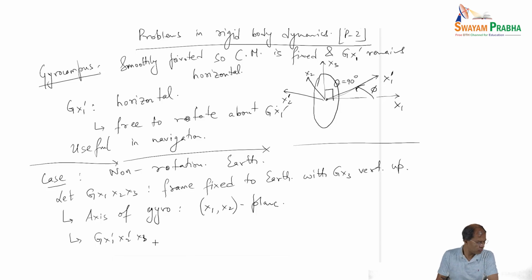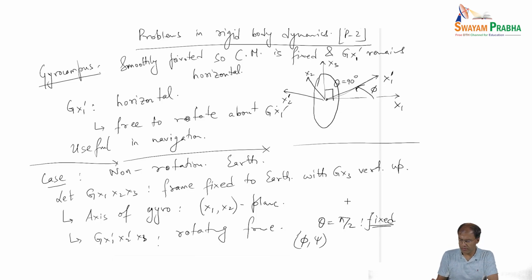So Gx1 prime, x2 prime, x3 is now the rotating frame, and along the axis of symmetry of the gyro, right? So then we also have that the Euler angle theta is pi by 2. This is fixed. So this is the special case of a spinning top. And then the only coordinates that we have to worry about are phi and psi. So the gyroscope, there is also a nutation of the gyroscope. Well, not nutation, but the other two Euler angles are the generalized coordinates.